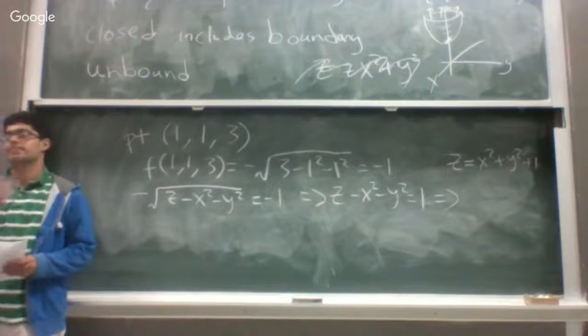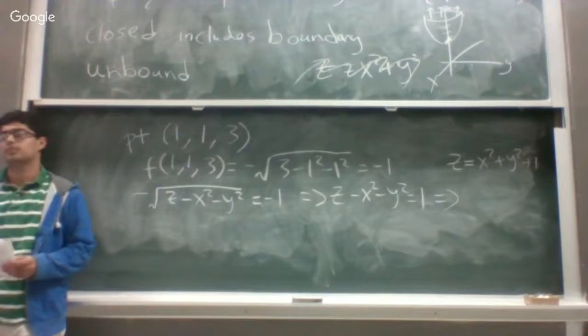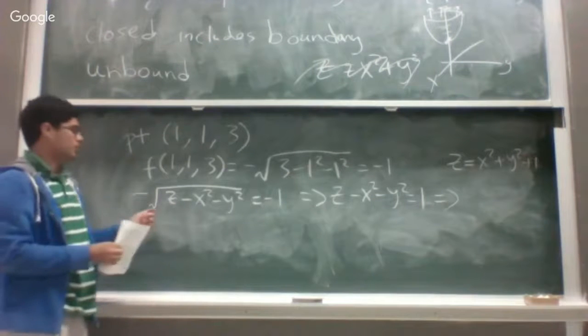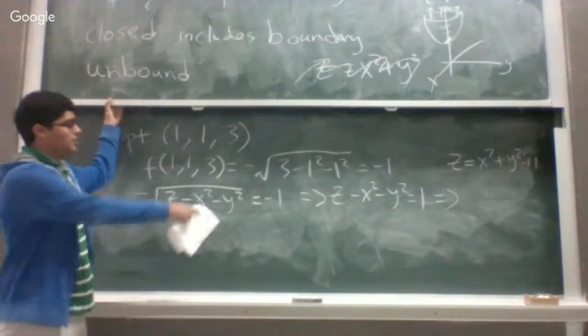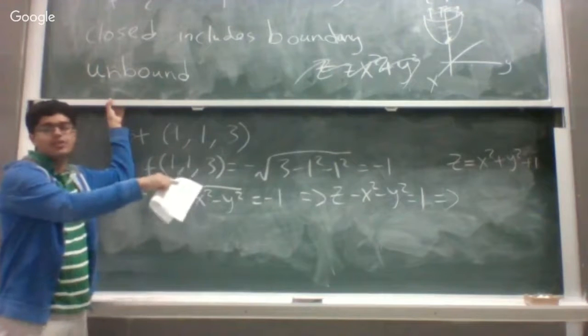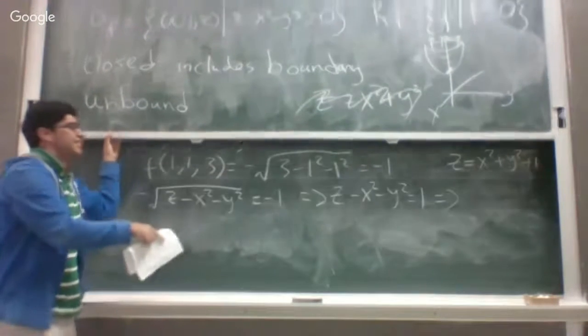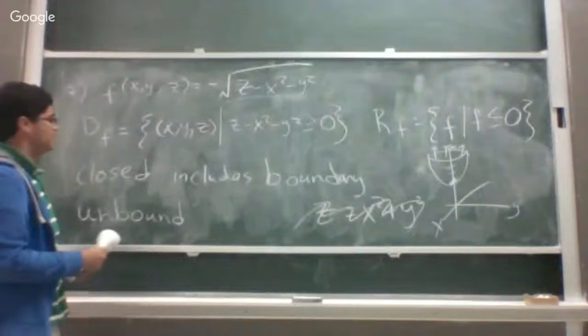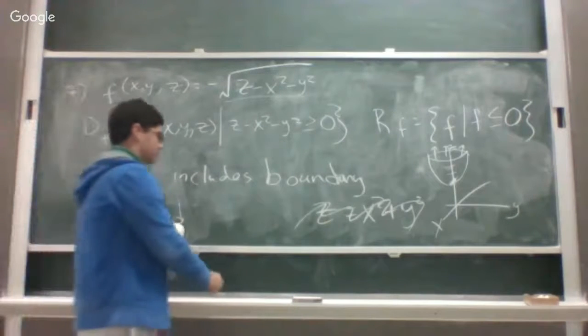I'm still confused on that whole closed and unbounded thing. Can you explain that to me? Okay, yeah. So this negative 1 is like a fourth dimension, because the function stays constant. Maybe you guys followed me on that.